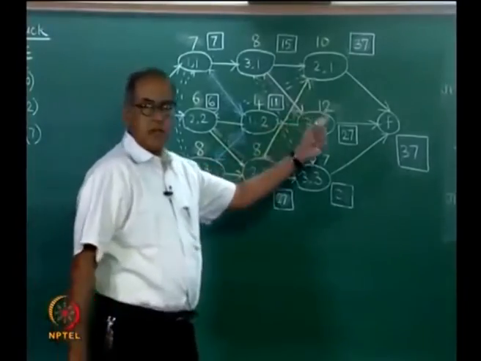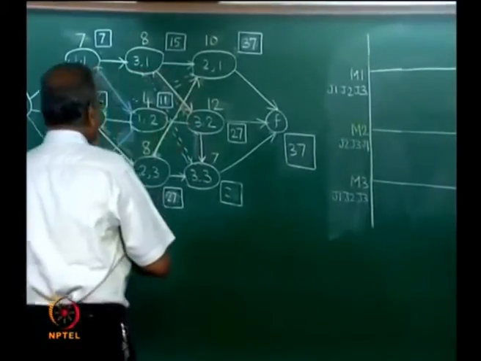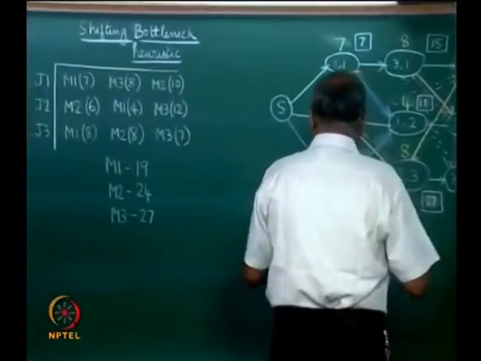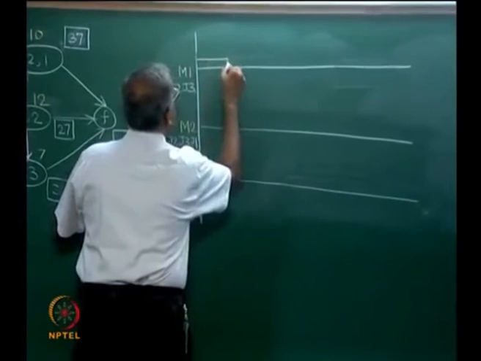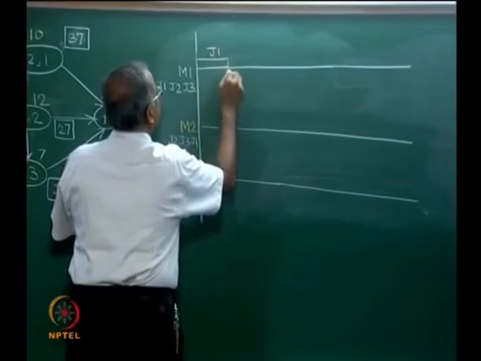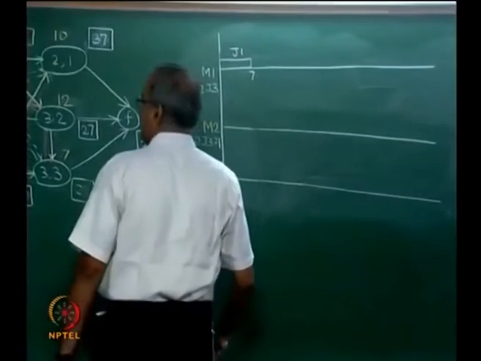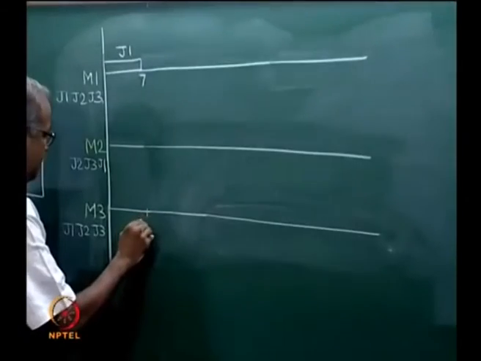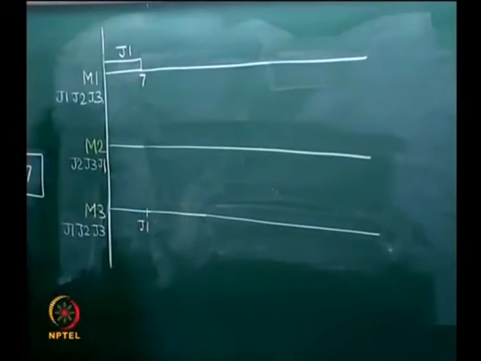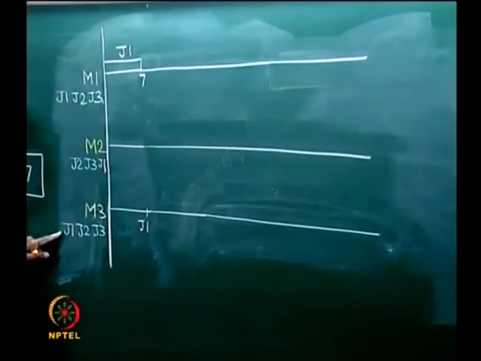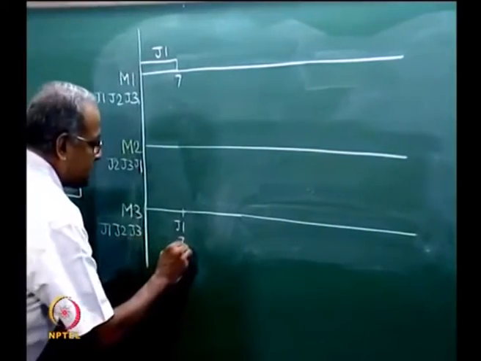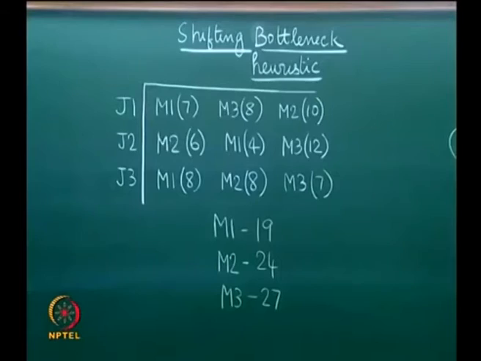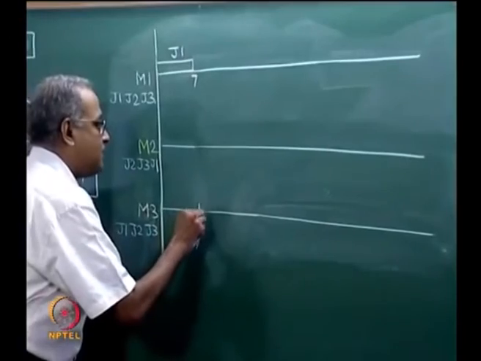Now, we have to map this on the Gantt chart. So, we look at J1, J1 first goes for processing on M1. So, J1 on M1 finishes at 7, and at 7 J1 goes to M3. Now, J1 is actually the first job on M3. So, J1 has come at time equal to 7, and it will start at time equal to 7. J1 on M3 will start at 7 and finish at 15.